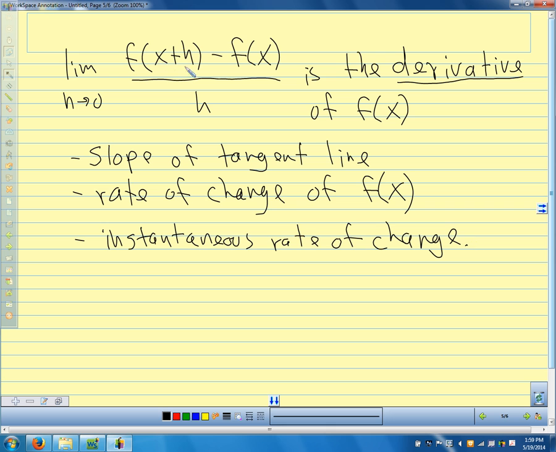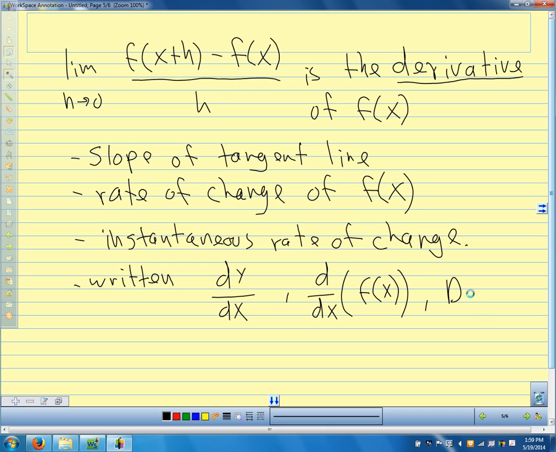The other ways you'll see this written, so this limit is our definition of the derivative. The derivative is a limit. The other way that you'll see it written, dy/dx. You'll also see it written as d/dx. d means derivative or rate of change. The rate of change of y with respect to x. Derivative of y with respect to x. Derivative with respect to x of f of x.